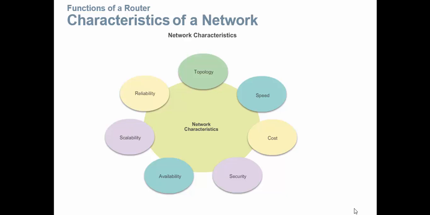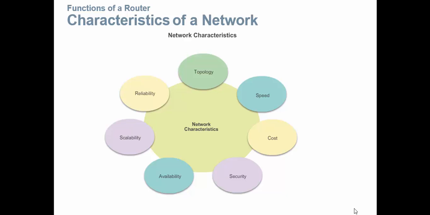Next, we have availability, and it measures the probability that the network is available for use when it's required. So if you want your system to always be available, you're wanting 24/7 availability, you need to make sure you have measures in place to allow that to happen.